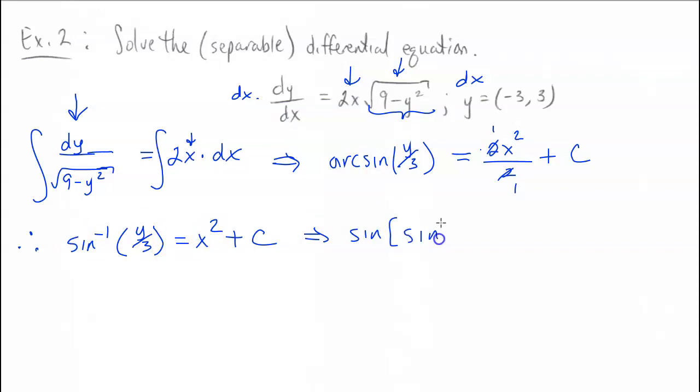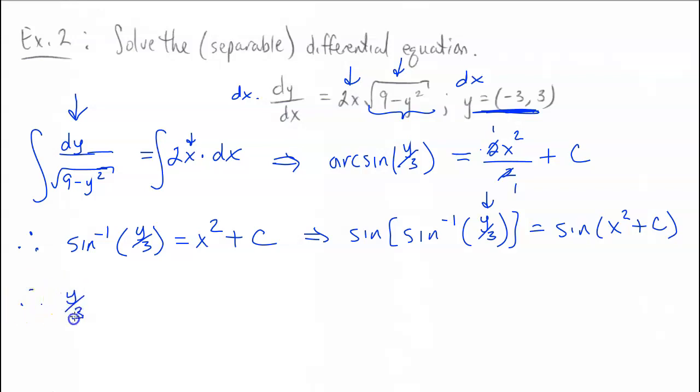Okay. And so when I do that, I'm doing it with the understanding that the domain of the inverse function is going to be the same as the range of the sine function. Okay. And so that's where this comes into play. And I'll talk about that a little bit later too. So here we'll have sine of this. And then of course, whenever we do sine of sine inverse of something, we're assuming that this y divided by 3 here will actually be in the domain of sine inverse and in the range of sine. So that just ends up being y divided by 3 equals sine of x squared plus c.